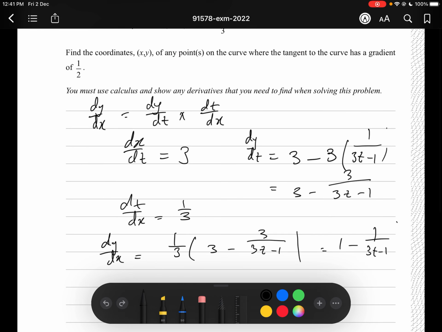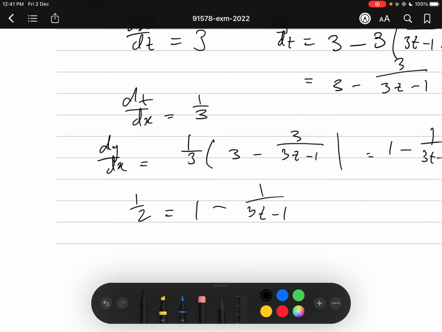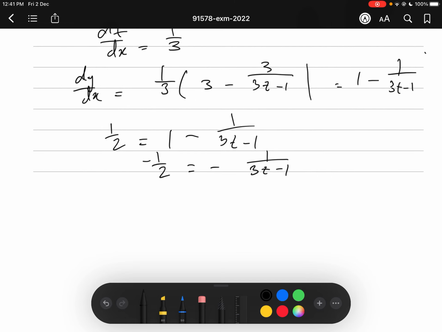So we want to find when the equation has a gradient of 1/2. So we're going to substitute dy on dx equals 1/2 and find the t value. So 1/2 equals 1 minus 1 on 3t minus 1. So let's move the 1/2 to the other side. So we get negative 1/2 equals negative 1 on 3t minus 1. And we can multiply both sides by negative 1.